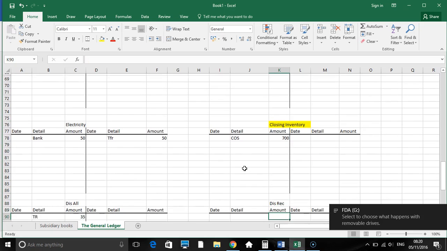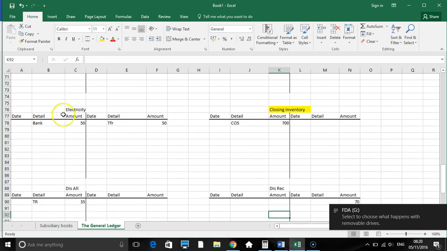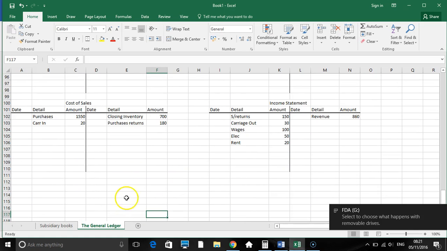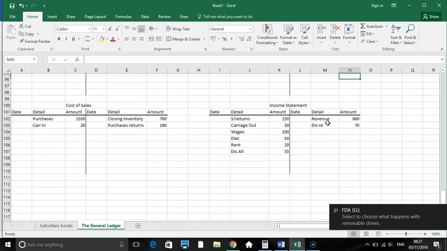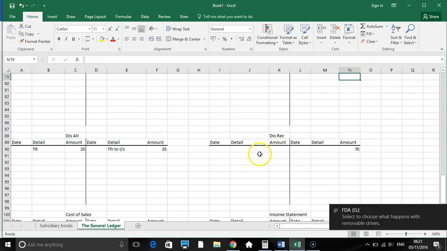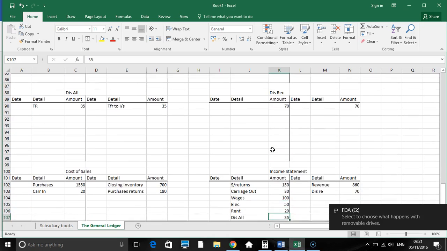So that's that. Closing inventory gets brought down. You can see all these are closing off. All these expense accounts, they're done now. Discounts allowed is an expense. Transfer to income statement. 35. Discounts allowed. 35. Discounts received. When you transfer it, let me show you that physically. Look at discounts received. It's sitting here. When I transfer it, it's going to come out of here and therefore go onto the credit side of my income statement.